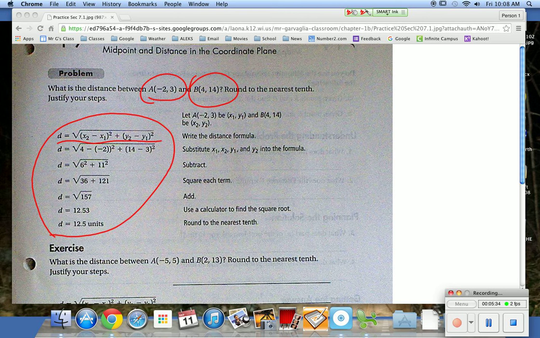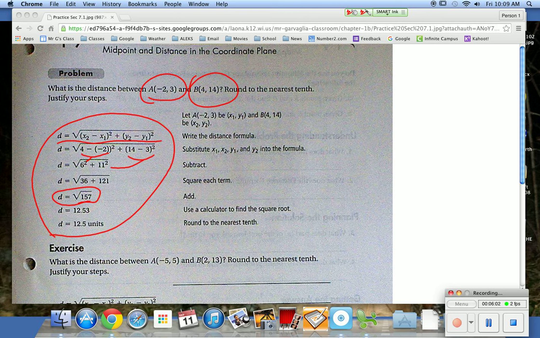Which comes up to 6. So this right here ends up being 6 squared. When we put our y's in, 14 minus 3 becomes 11 squared. We square them. 36 plus 121 is 157. Would this be an acceptable answer? Yes. This would be an acceptable answer.